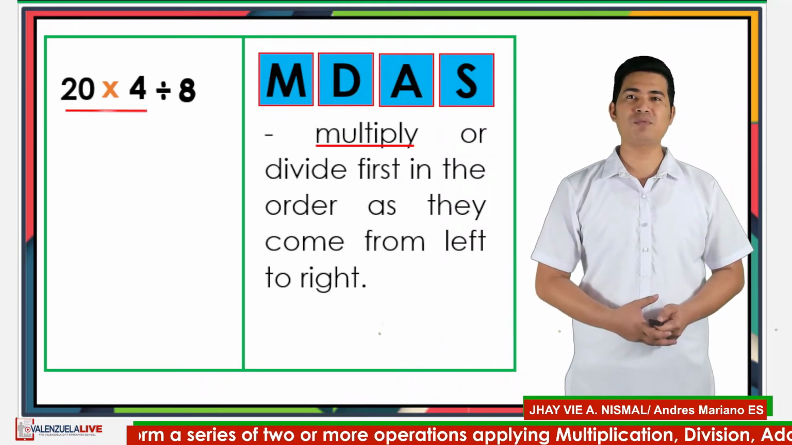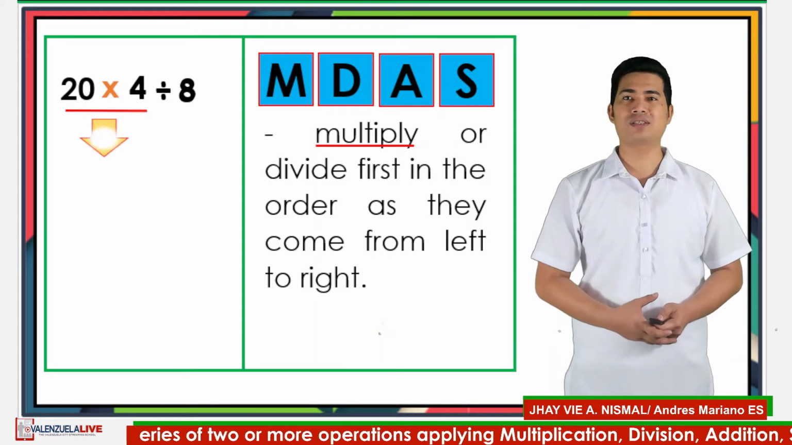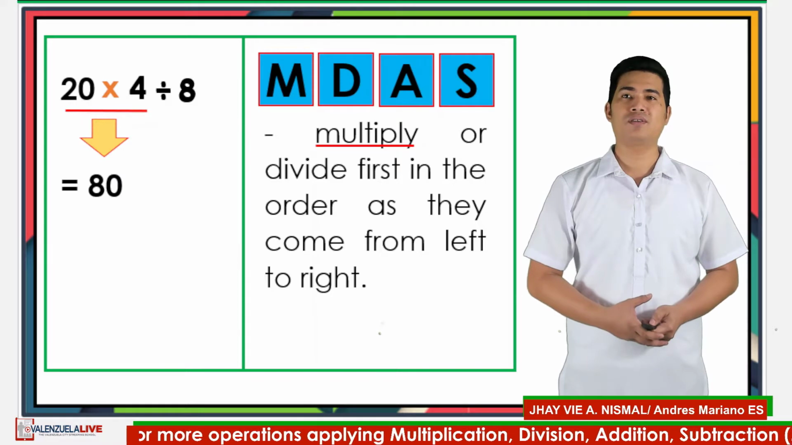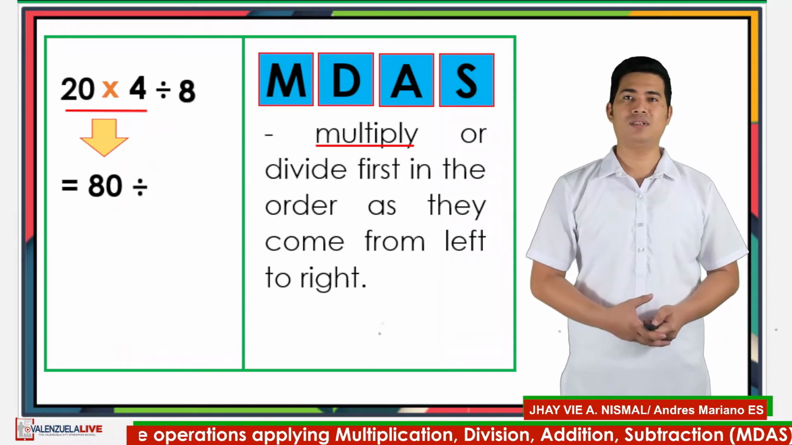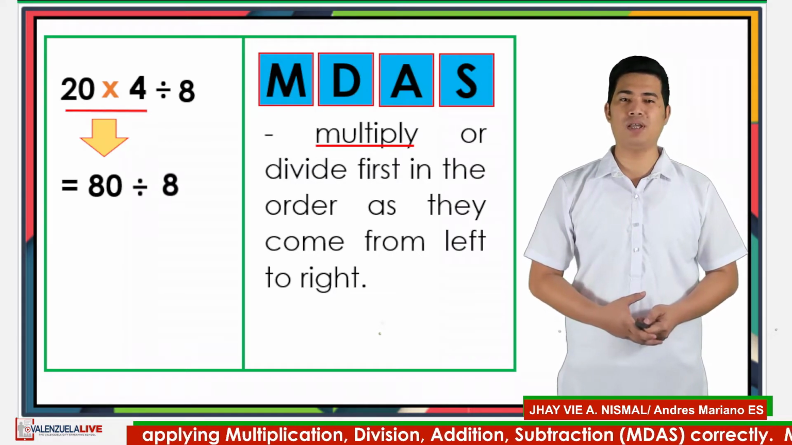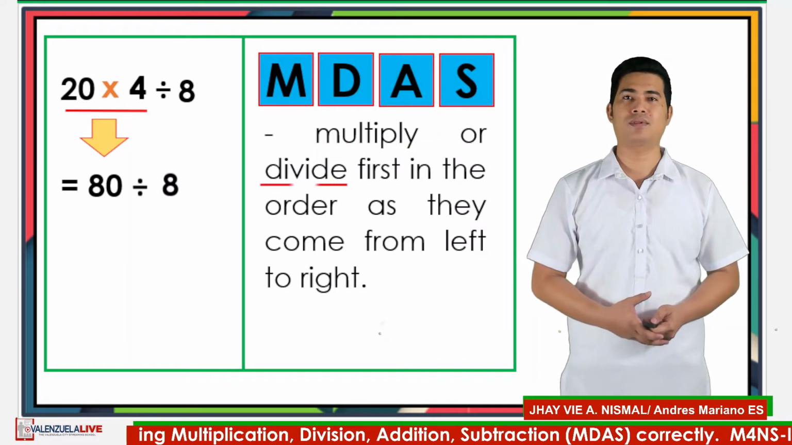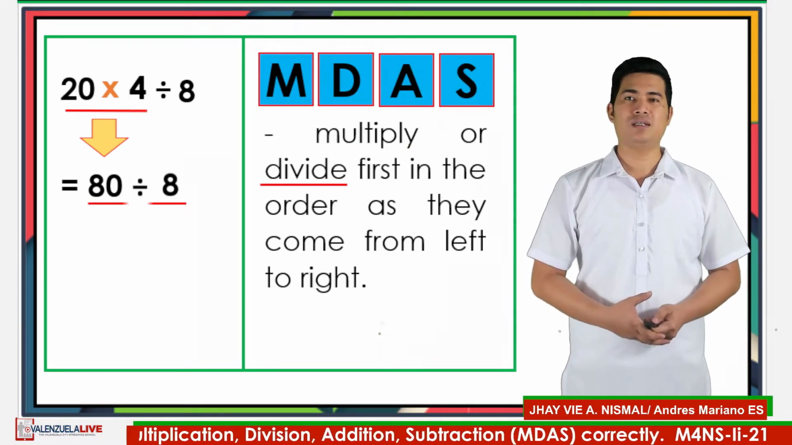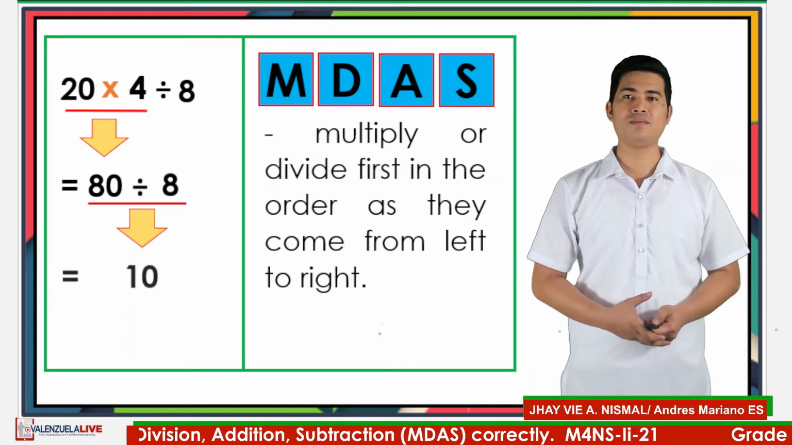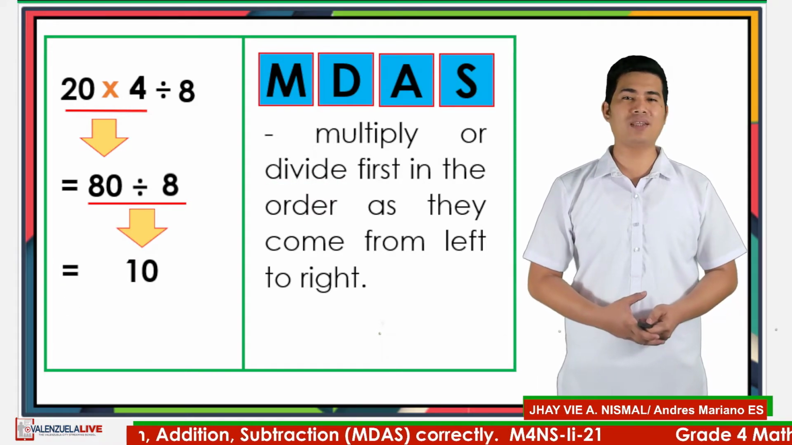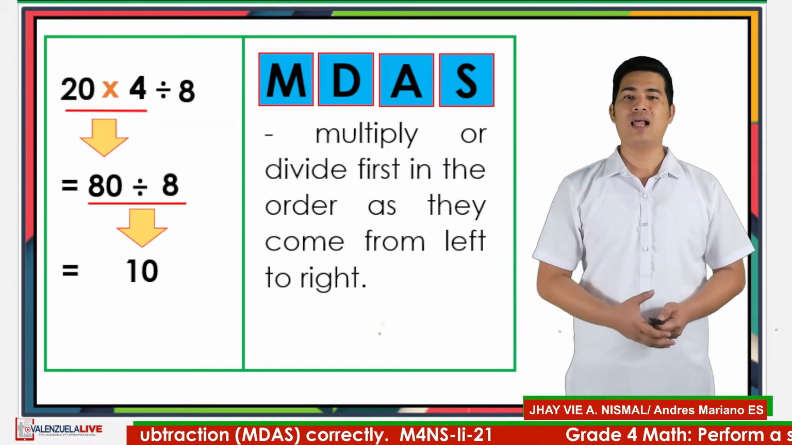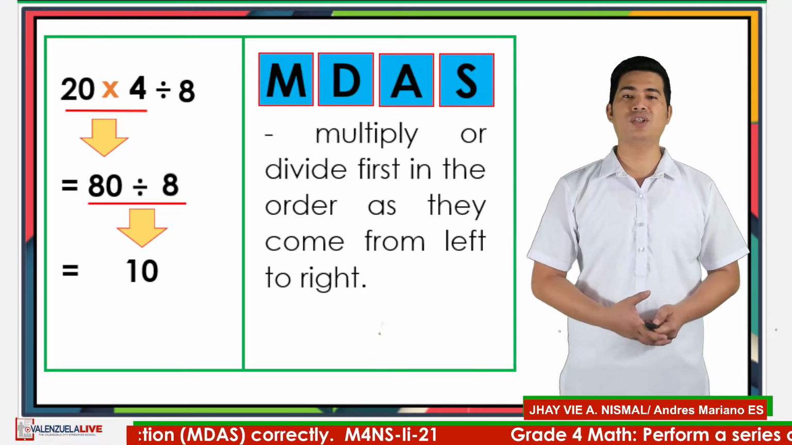20 times 4 equals 80. Then, bring down divided by 8. Next, perform the remaining operation, which is division. 80 divided by 8 is equal to 10. Therefore, 20 times 4 divided by 8 is equal to 10. Let's have expression number 2.